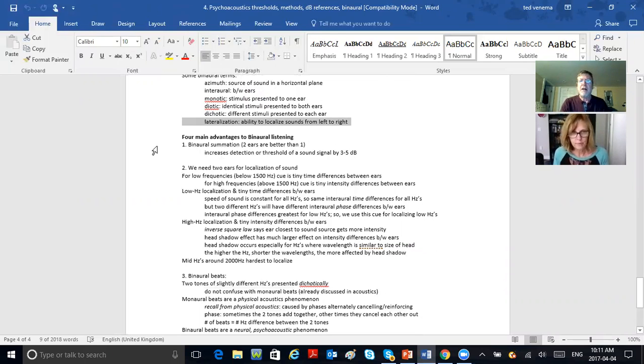Basically, binaural summation, that's number one. Two ears are about 5 dB better than one. Now, what does this mean for clinical reality? It means that if you're deaf in one ear, it doesn't mean you've got a 50% hearing loss. Okay? So let's give an example here.